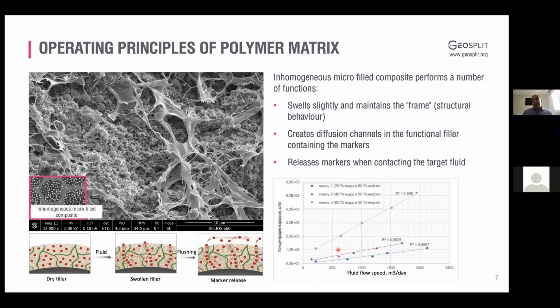There is actually a direct relationship or linear relationship between the number of those polymeric spheres with the flow velocity. And this is the key concept that allows this technology to produce quantitative analysis of all 3 phases in the flow.